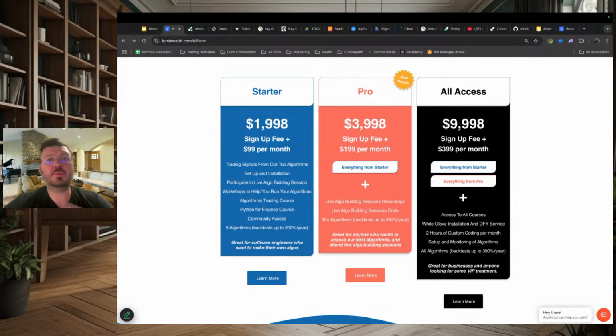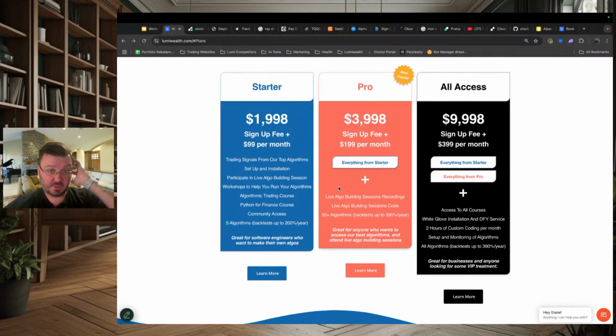All right. The Pro plan is a $39.98 one-time sign-up fee, and then it is $199 per month thereafter. You get access to everything from the Starter plan, plus these additional features. You get the live algo building session recordings. You get all the code from those sessions that we do every Tuesday, and you get over 50 algorithms.